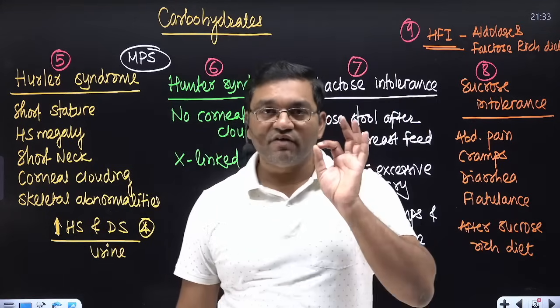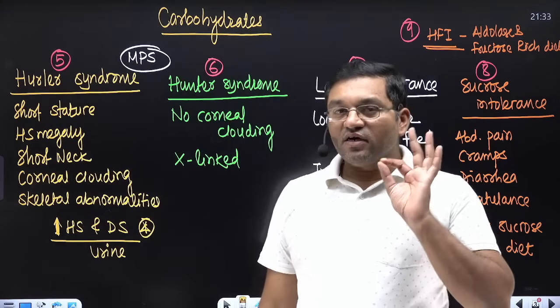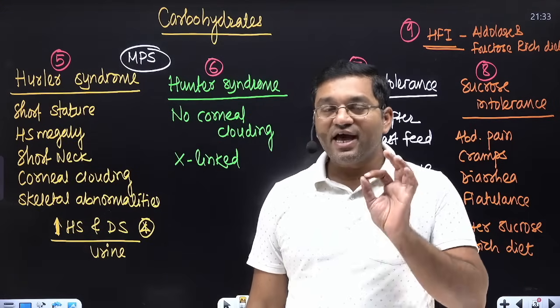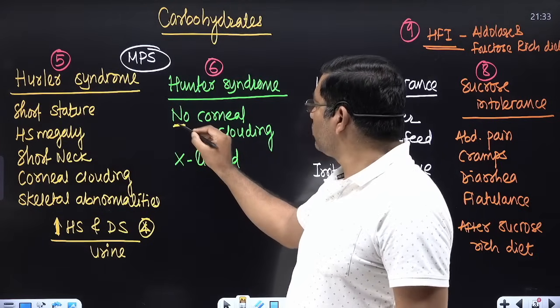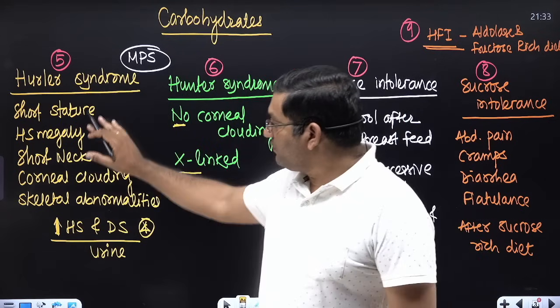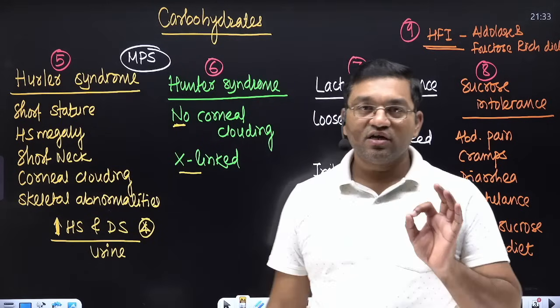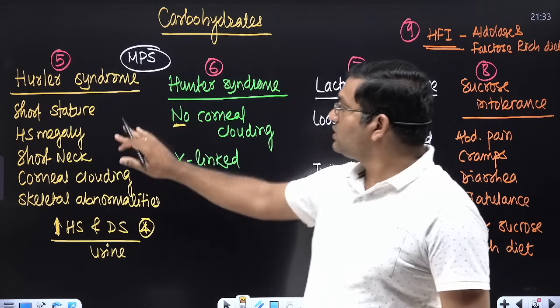Hunter typically affects the males. Remember, Hunter typically affects the male, and Hunter has clear vision. There is no corneal clouding in the Hunter syndrome. It is an X-linked disorder, that's why it affects the male, and all other features are similar to those of the Hurler syndrome. There is multi-system involvement. Okay, Hunter syndrome.